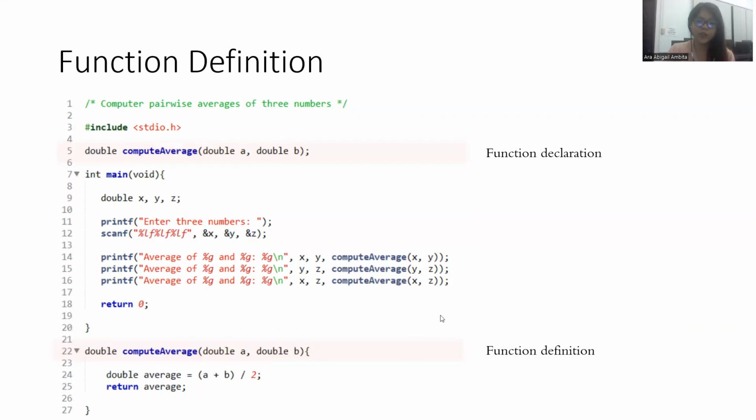All right, so we also have the function definition. The function definition is simply a block of code that performs a specific task. Here's an example of a function definition wherein the first line resembles your function prototype, and inside are the set of tasks that your compute average has to perform.